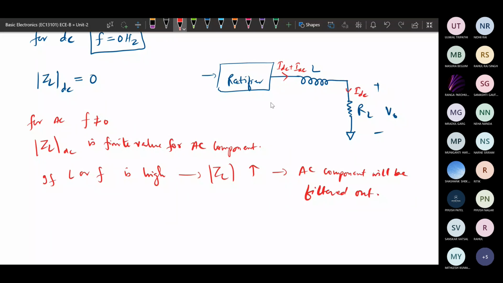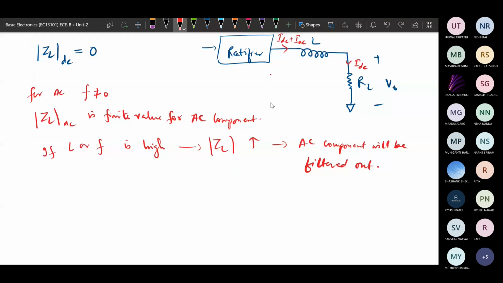So we can see from here which parameters the rectifying efficiency depends on. ZL is directly proportional to frequency, and it is also directly proportional to L.